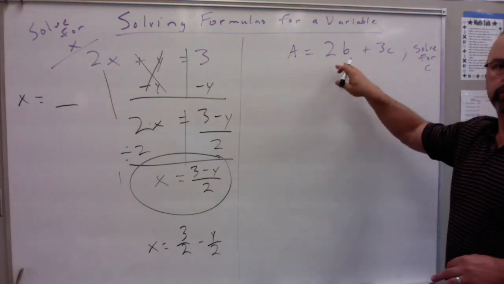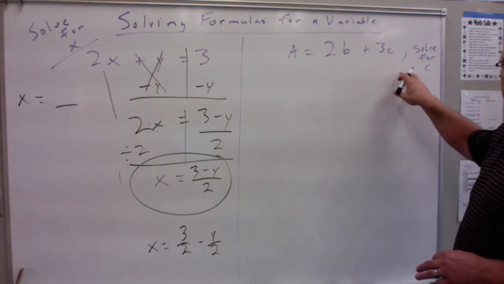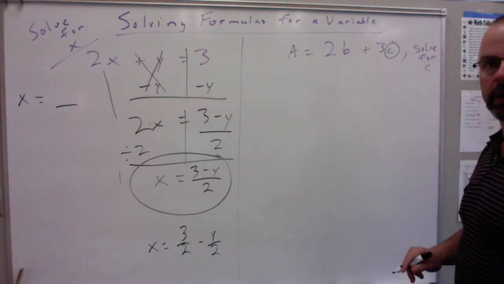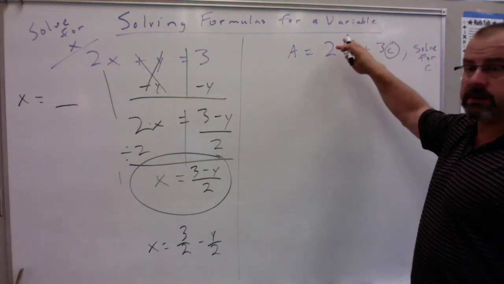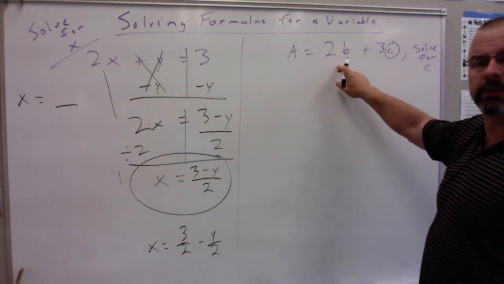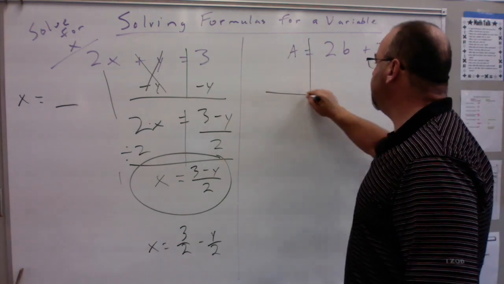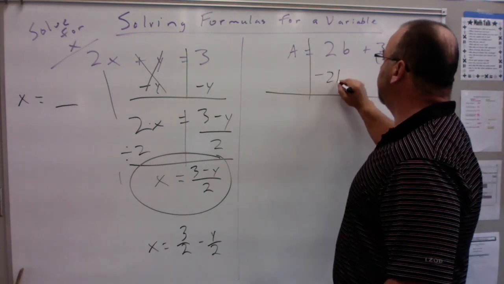A equals 2b plus 3c. Solve for c. So I want to get c alone. So I've got to get rid of this first, this 2b. What am I doing with this 2b? I'm adding it onto here. What's the opposite of adding 2b? I'm going to subtract 2b. Okay?